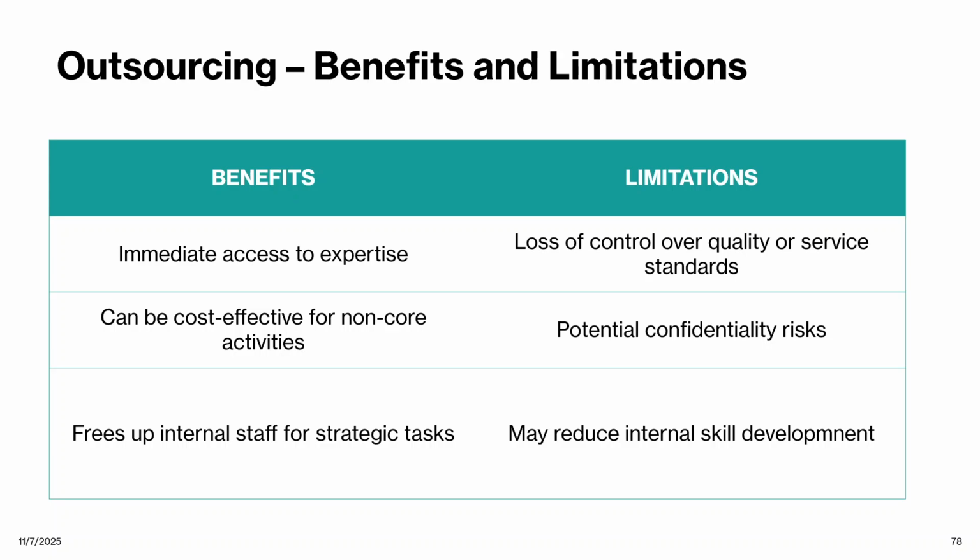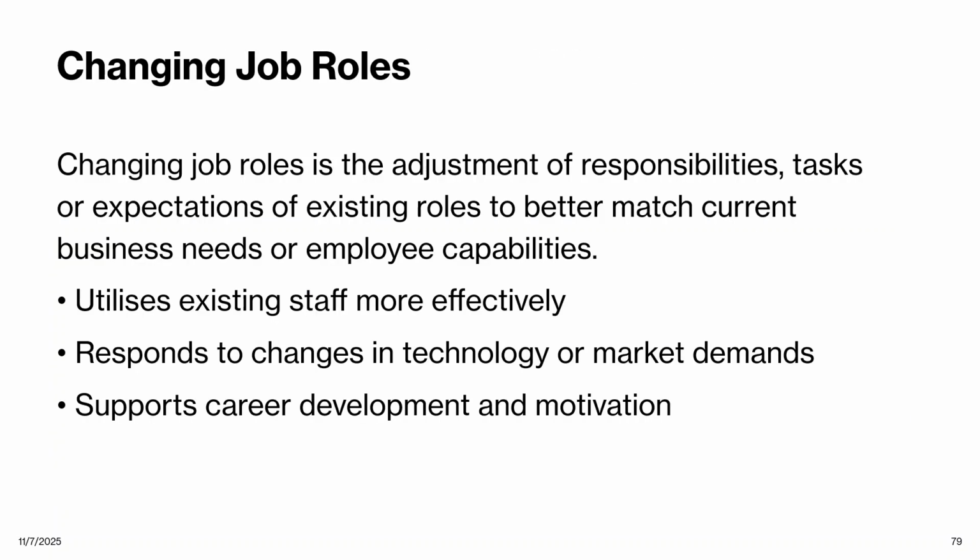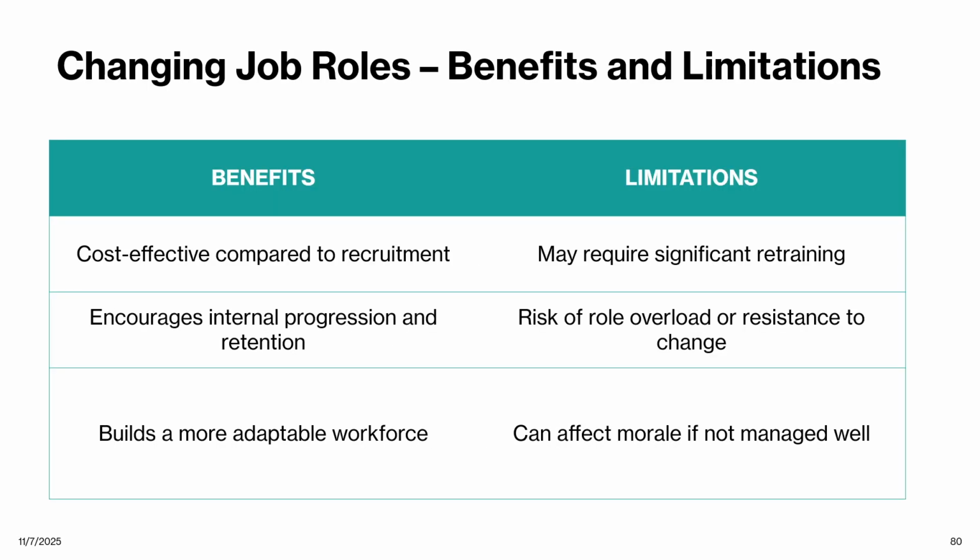Limitations of outsourcing is a loss of control over quality or service standards if not managed properly. There's a potential for confidentiality risks, and this also may reduce internal skills development. So changing job roles is the adjustment of responsibilities, tasks or expectations of existing roles to better match current business needs or employee capabilities. This utilises existing staff more effectively. It also responds to change in technology or market demands, and additionally supports career development and motivation.